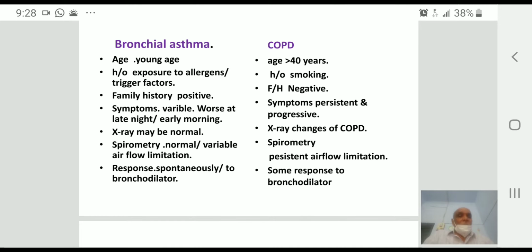But in COPD, airflow limitation is persistent. It gives some response to bronchodilator. There is no reversal of COPD with any medication, but we can prevent progression, not cure. In bronchial asthma, if the patient stays away from the trigger factor, the patient can live a normal life.